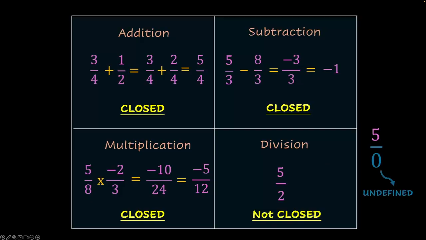Division is not closed on rational numbers, which means we can't say dividing any 2 rational numbers will give you another rational number. It doesn't. So that's why addition, subtraction, and multiplication are closed for rational numbers, while division is not closed for rational numbers. And that's about the closure property of rational numbers. See you in the next video.